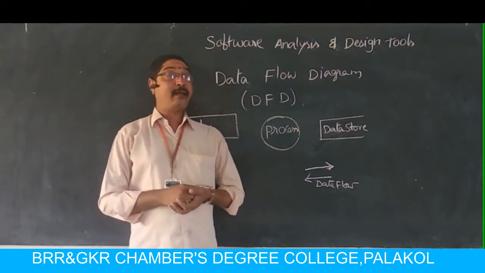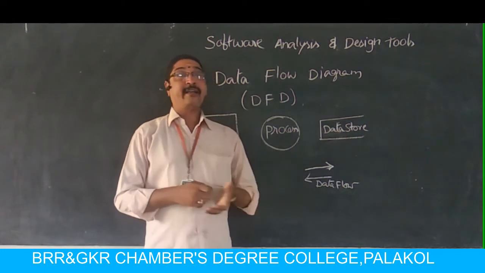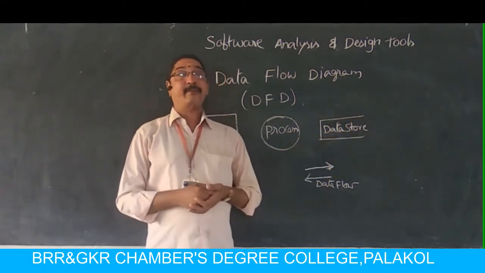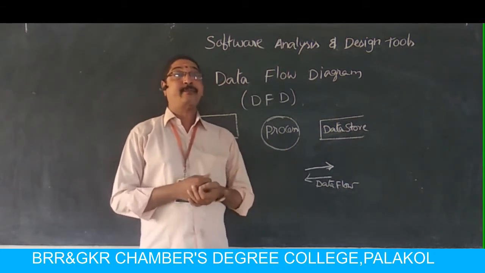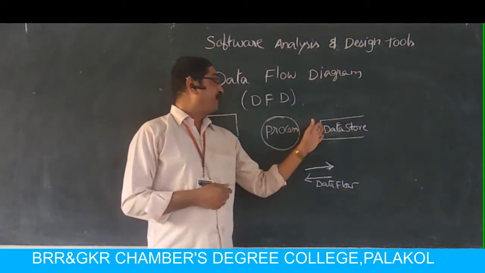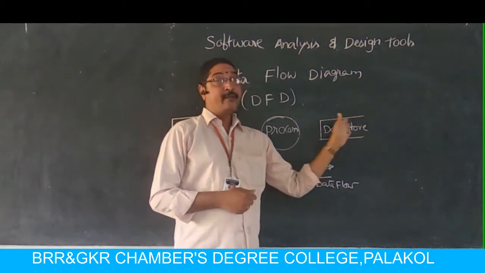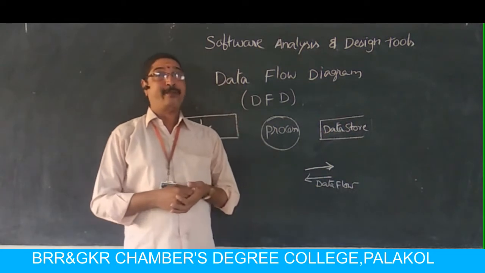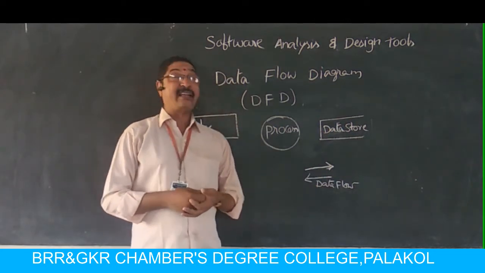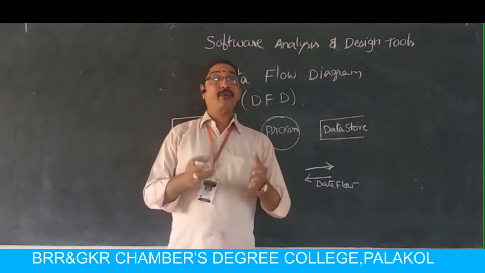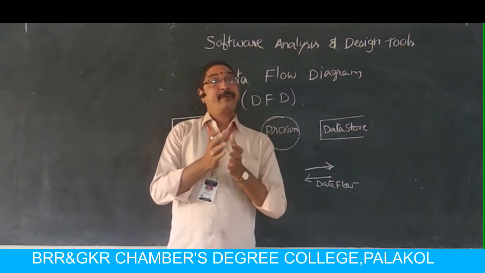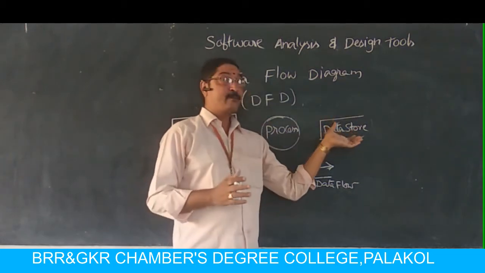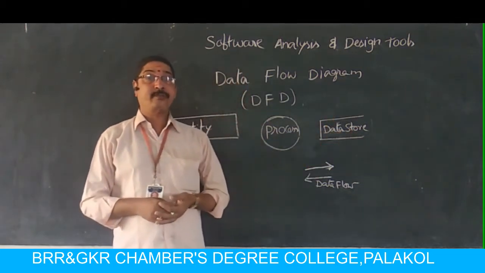And the next symbol we will use is data store. A rectangle which is opened on one side, that is the small side. You may open this side also. This side is also open. Both sides will be opened. These two symbols can be used as data store. That means if you want to represent where the data will be stored, then you must represent that area like this. Where the data stores?